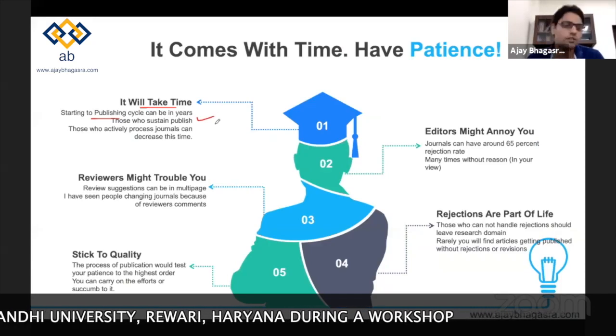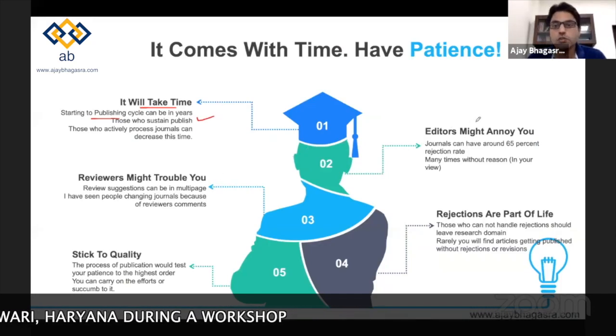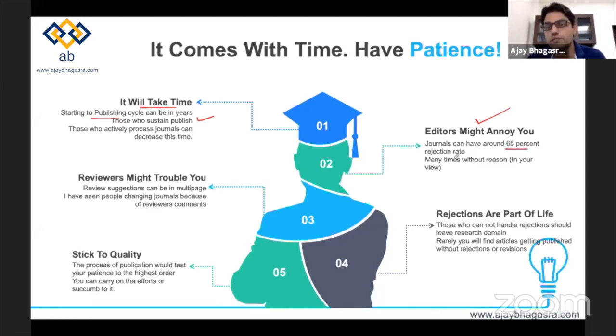You cannot help it. Reviewers might trouble you. Second point is editors might annoy you because journals have a 65% rejection rate, and many times without reason. In your view, it will be without reason, but it has all the reasons. Reviewers might trouble you by giving their comments. Rejections are part of life and the quality sticking is so important.